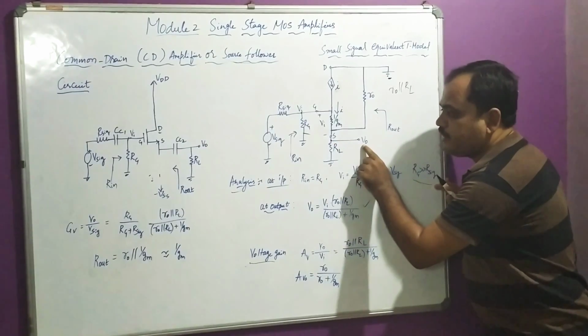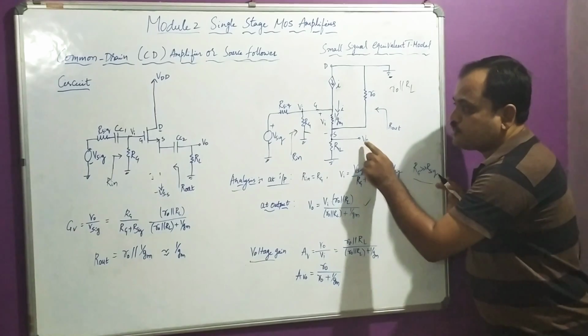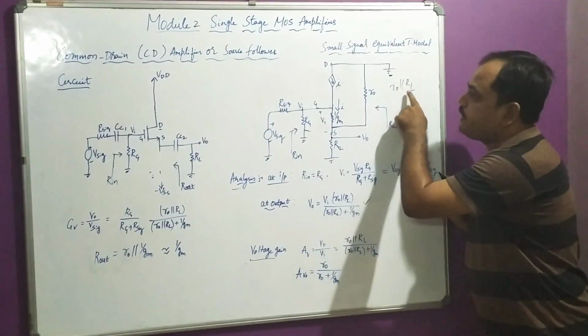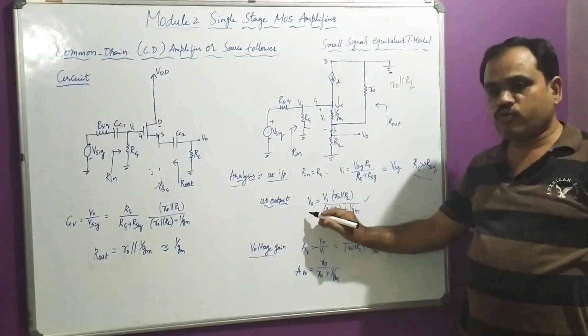At this terminal, by the potential divider path, V0 is equal to, and this is very important here, grounded resistance R0 parallel to RL divided by total resistance R0 parallel to RL plus 1 by Gm. Okay, so this gives you the output voltage.